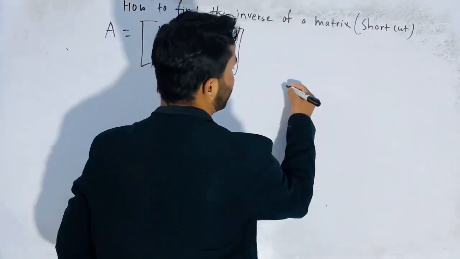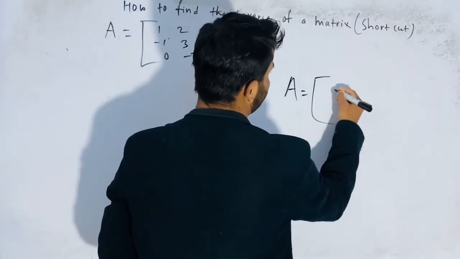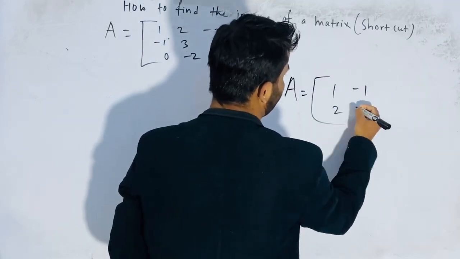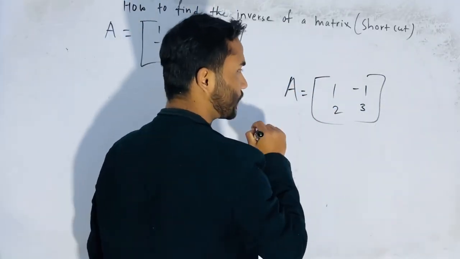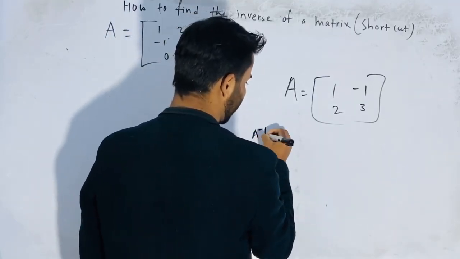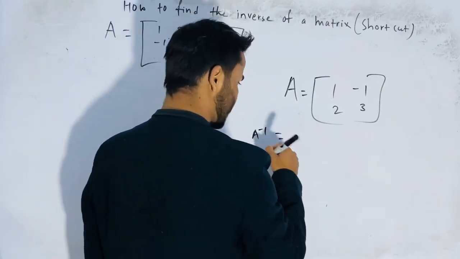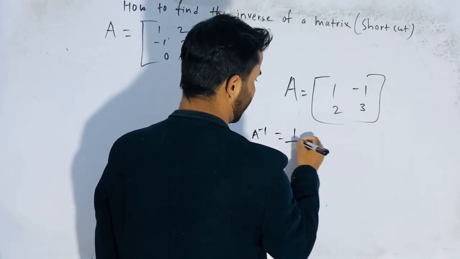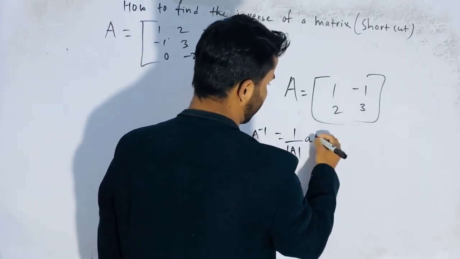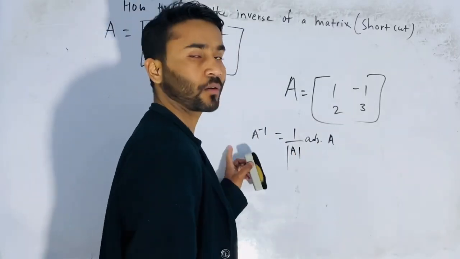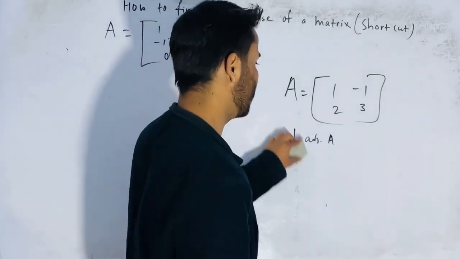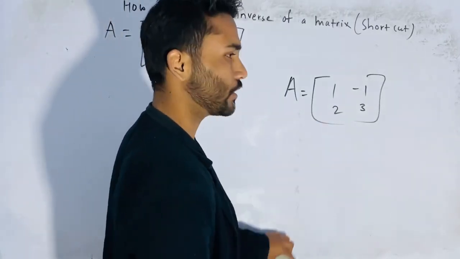Suppose A equals [1, -1; 2, 3], like this. This is the matrix which is given to you, and now you have to find the inverse. So A inverse equals to what? You have to know that A inverse equals 1 by determinant of A times adjoint of the matrix. This is the formula to find the inverse of a matrix. So let's find the determinant first of all.